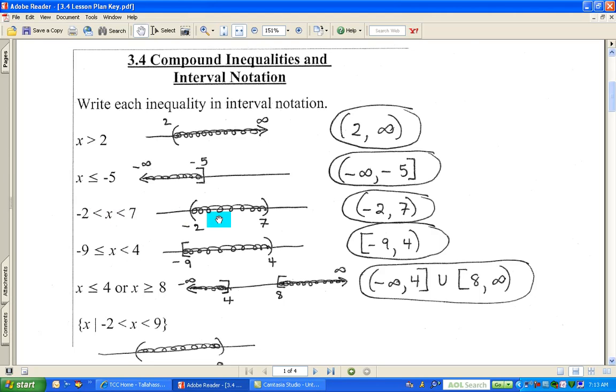So come over with me to the graph. Negative 2 is marked with a paren because there's no equals. 7 is marked with a paren because there's no equals. And we shade in everything in the middle because that's where the peanut butter and jelly goes. That's where all the numbers are between negative 2 and 7. That's the lunch meat, whatever you put on your sandwich. When I read the answer in interval notation, I look at the graph, and from left to right, I go from negative 2, comma 7, and of course, parens on both.